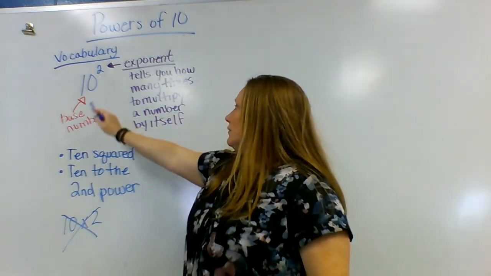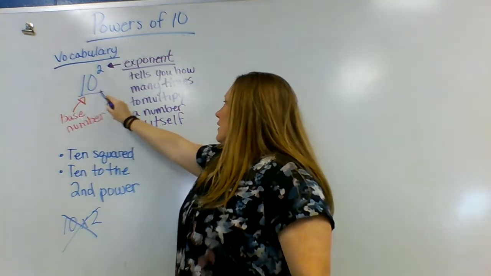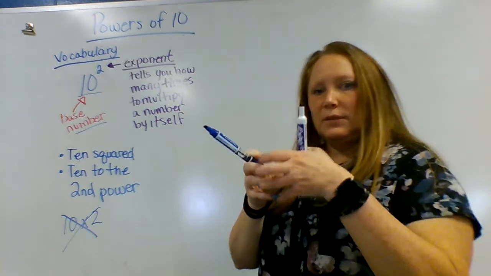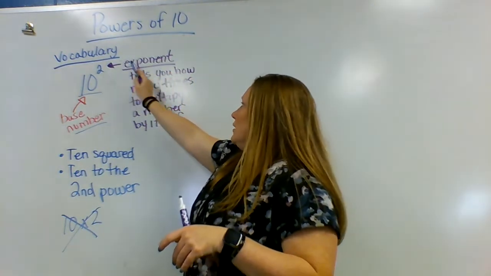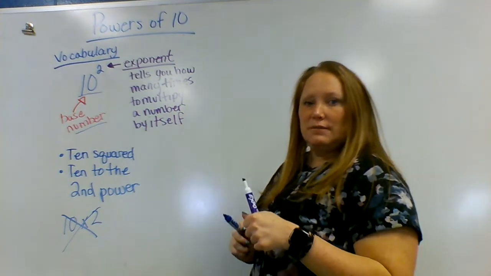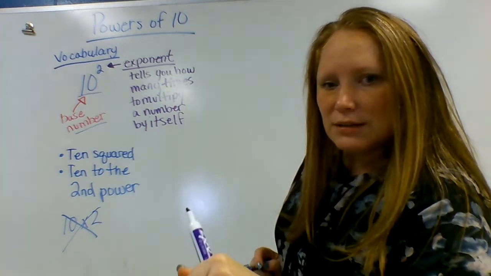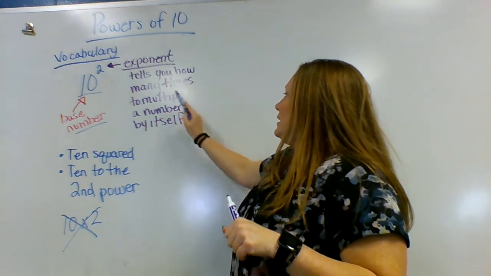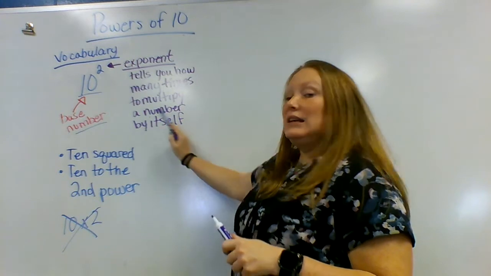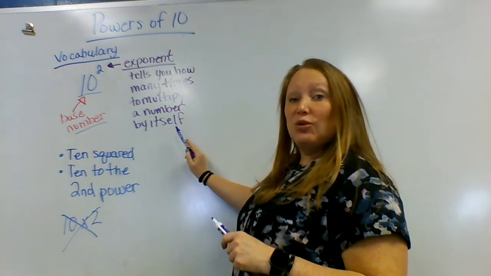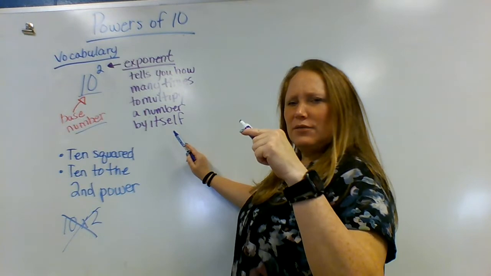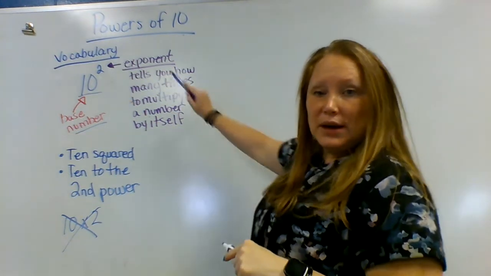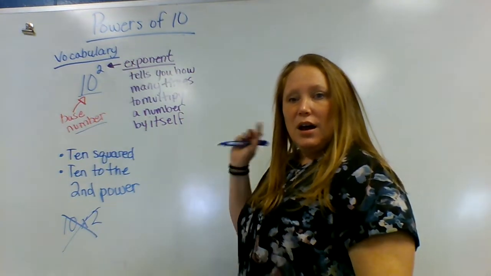So what I do want you to write down: the 10 is your base number. That is what you start with. Now the 2 is what we call an exponent. Repeat after me. Exponent. Good. An exponent tells you how many times to multiply a number times itself. Let that sink in for a second. Also, write this down. This is a great time to pause the video.